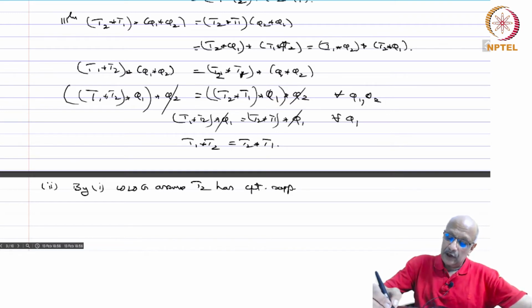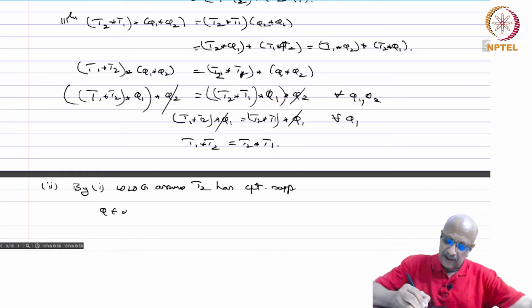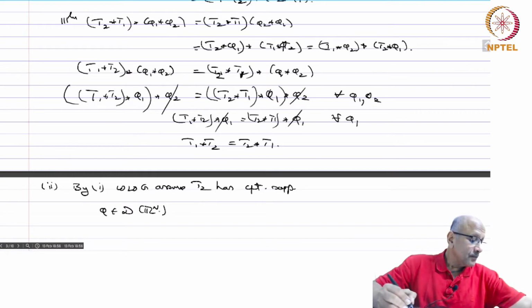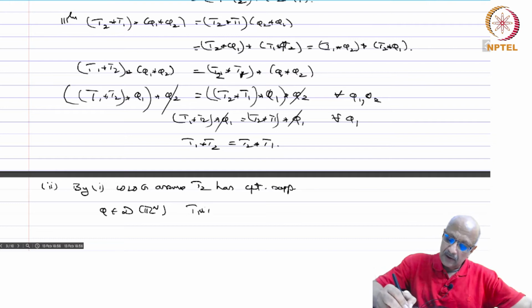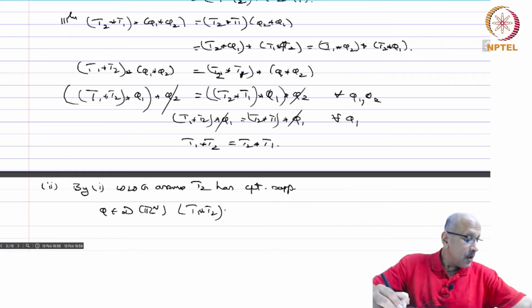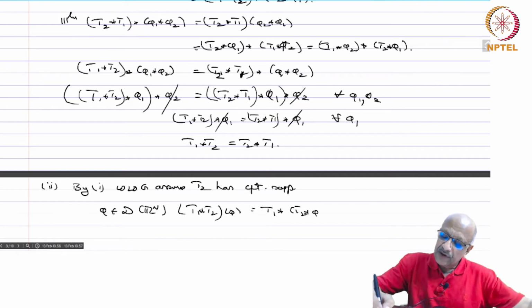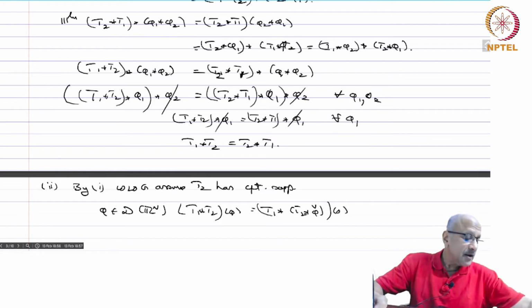So we have T1 and T2. If one of them has compact support, if T1 has compact support, then T1 star T2 is T2 star T1. So the second one you can say always has compact support. Now if you take any phi in D of Rn, then you have T1 star T2 acting on phi equals T1 star T2 star phi check evaluated at 0.